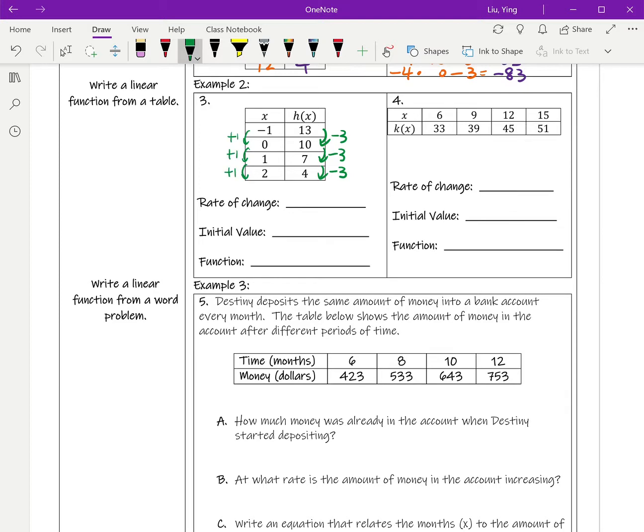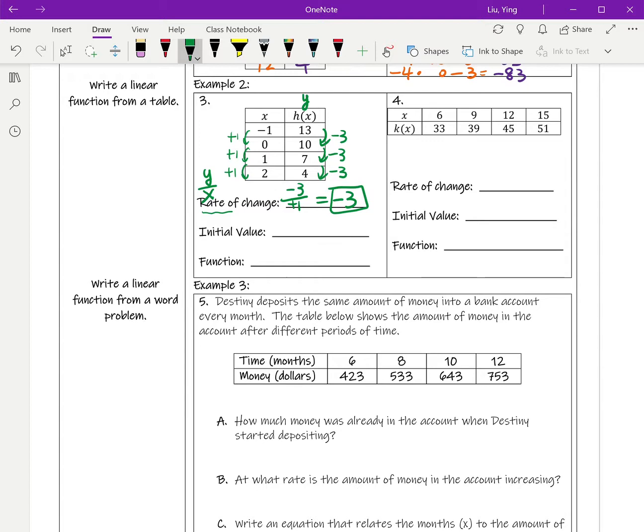So we say that the rate of change then is going to be the y value. So here h of x is the same as y. So y value divided by x value, that's going to be our rate of change. So negative 3 divided by positive 1, that's negative 3. And that's going to be our rate of change here.